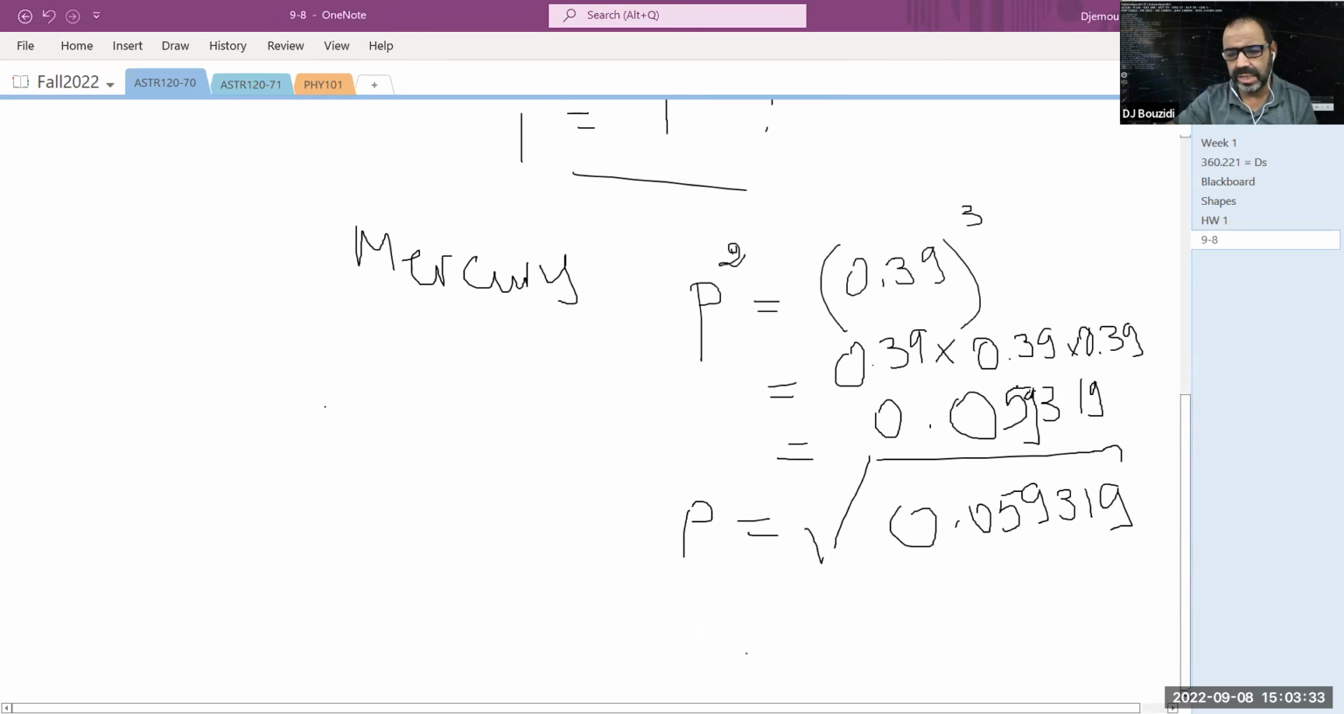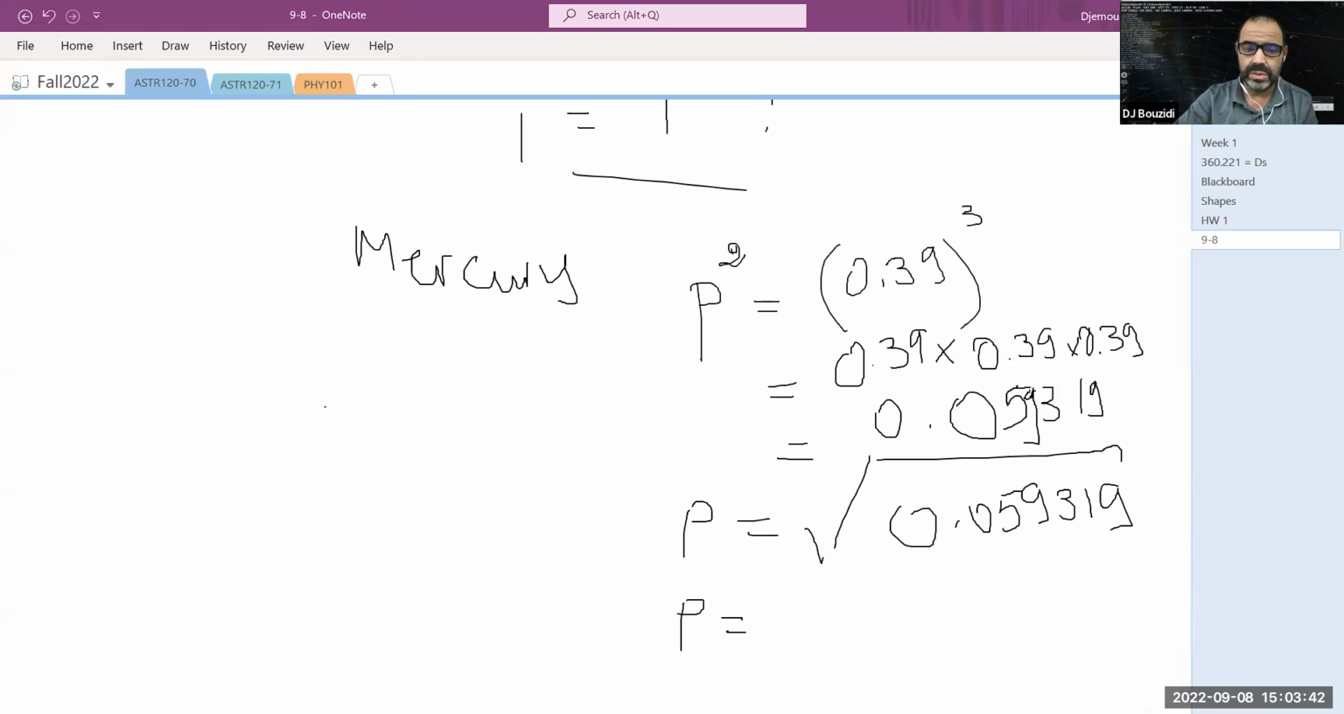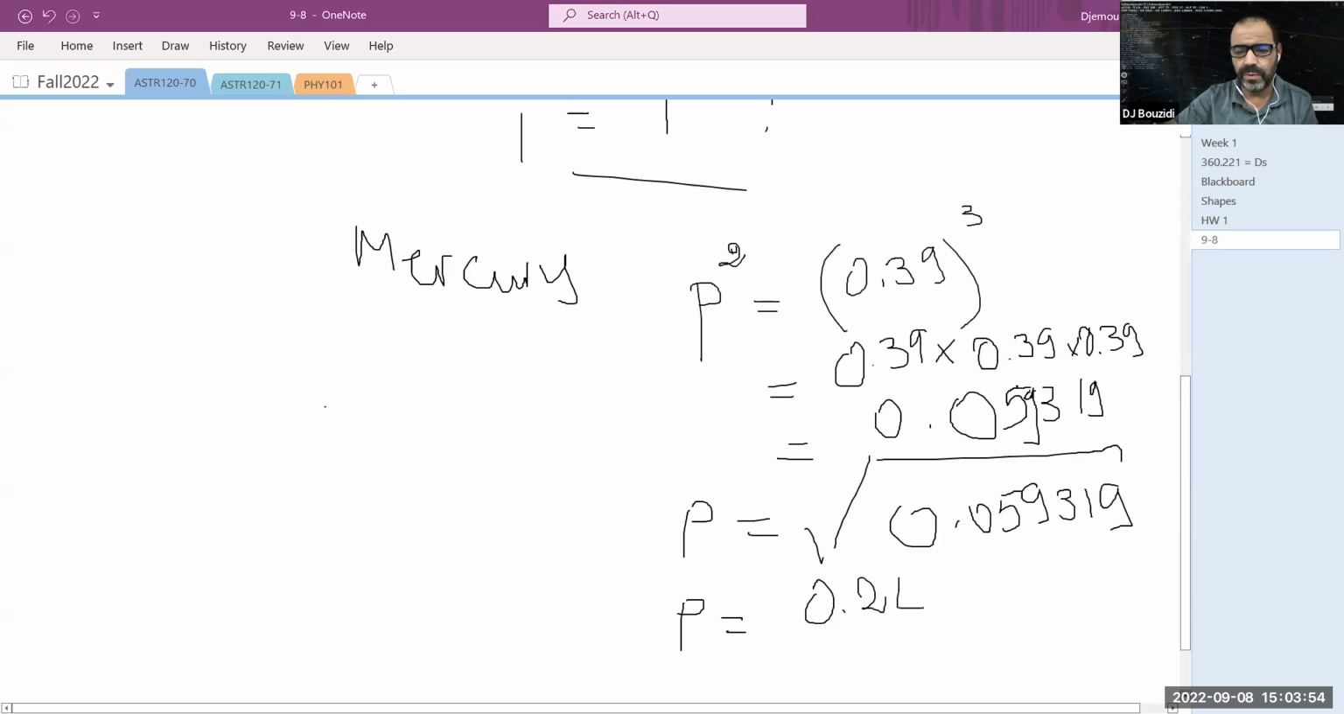This should give me how long it takes for Mercury to go once around the sun in Earth years. Obviously, it's going to be less than a year. So let's take the square root. It's giving me 0.24 years, less than a quarter year. 0.25 is a quarter year, and a quarter year is 3 months. So it should be slightly less than 3 months.